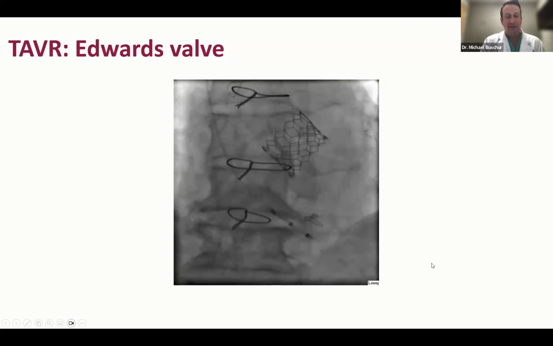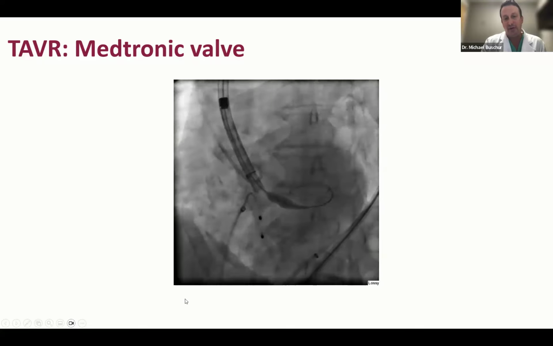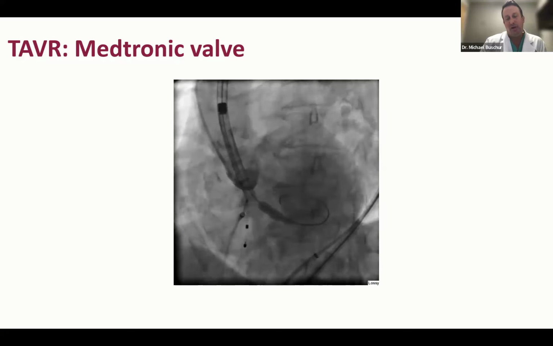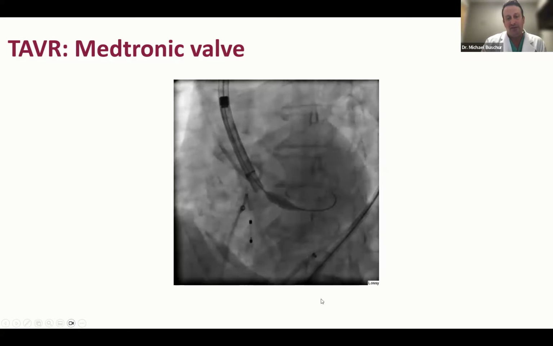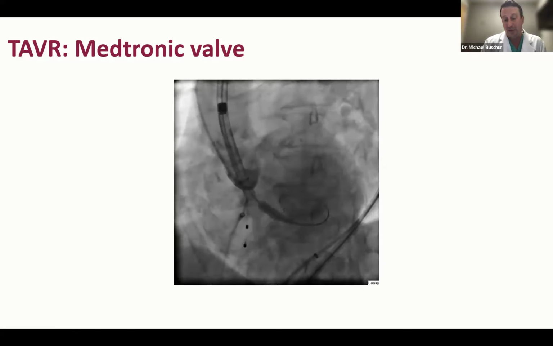All right, and next slide, please. And this is a Medtronic valve, which is a little bit different because it's a self-expanding valve. So instead of having a balloon that we use to inflate it, once we get in the right spot, we actually slowly unfurl or slowly deploy the valve. It's almost like a flower opening. And so it's a slower process, which isn't good for all patients, but in most patients, it works very well.